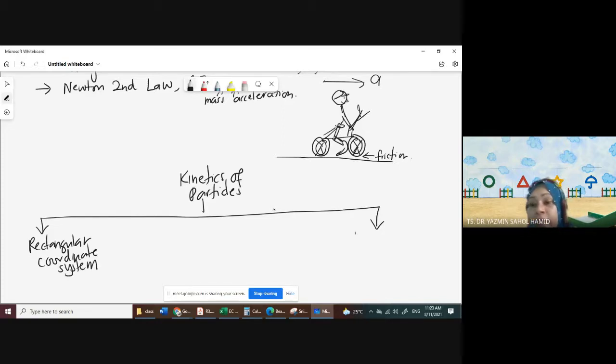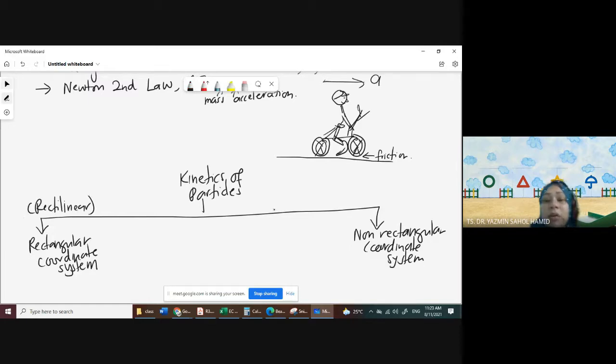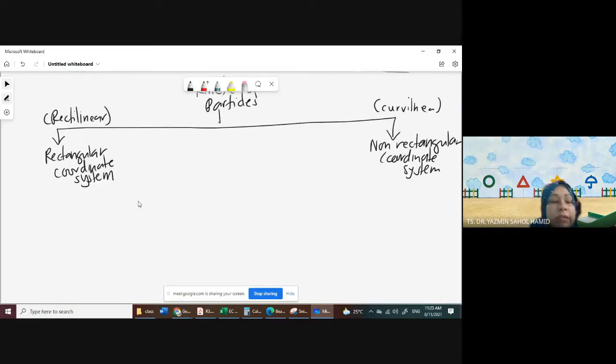And you also have the non-rectangular coordinate system. You understand the rectangular coordinate system is for rectilinear, and the non-rectangular coordinate system is for curvilinear this time. Alright, push back. So for the rectangular coordinate system, what it means is we're going to use the XY direction.